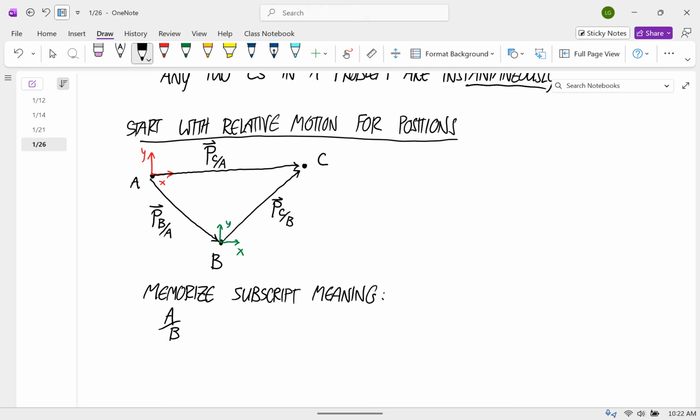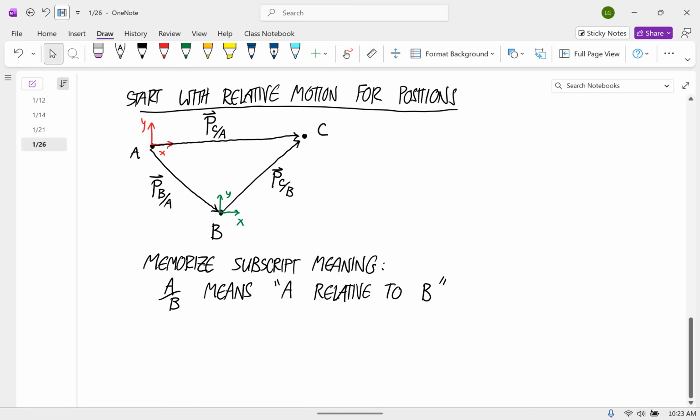Subscripts A over B means A relative to B, or in other words, A as measured by B. So P sub A over B is the location of the A origin in B's coordinate system. I'm a little confused. Okay, so for each one of these, the first subscript is the object you're looking at, and the second subscript is the coordinate system that's looking at it.